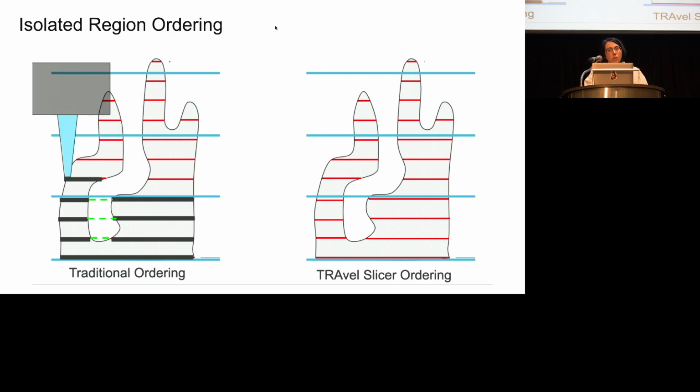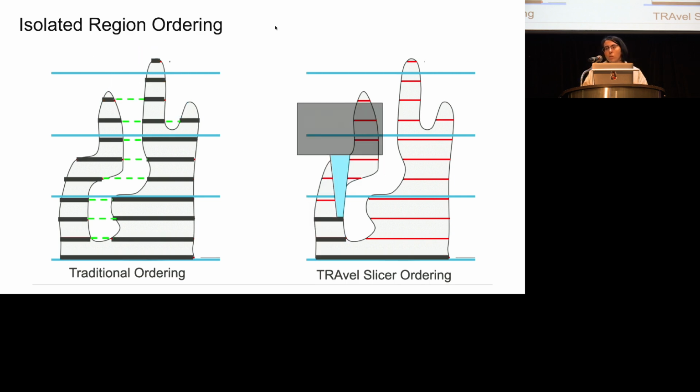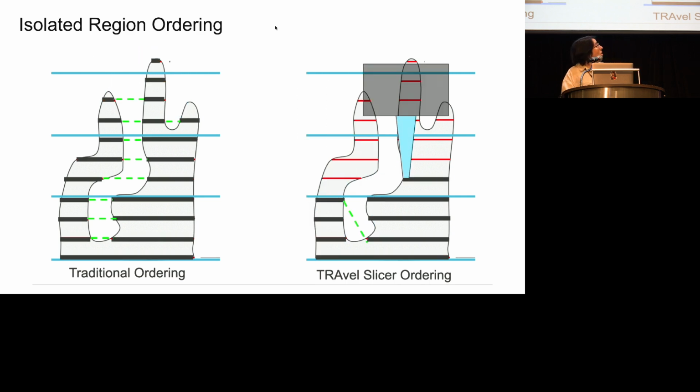Here's an example of how Cura's layer-by-layer ordering of isolated regions differs from Travel Slicer's. You can see that Cura printed every single layer, whereas Travel Slicer prints them satisfying each of our constraints.